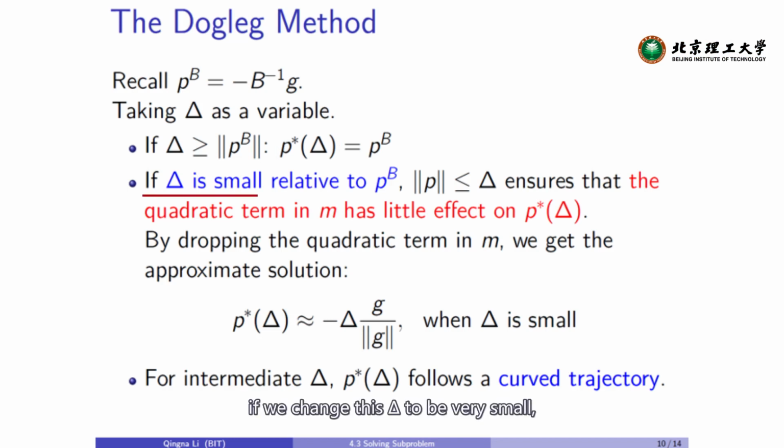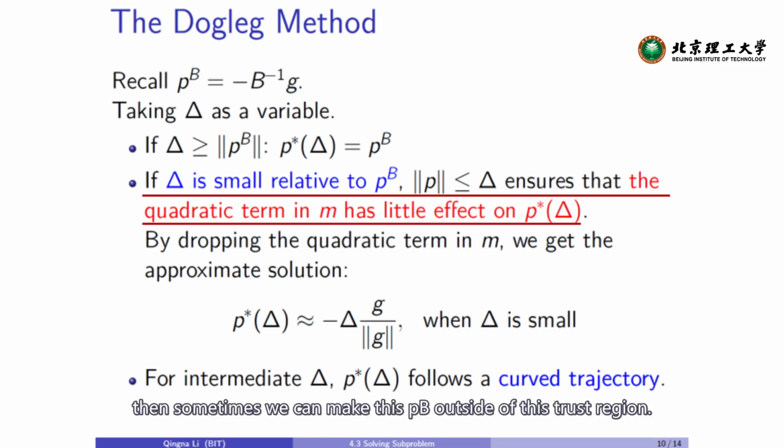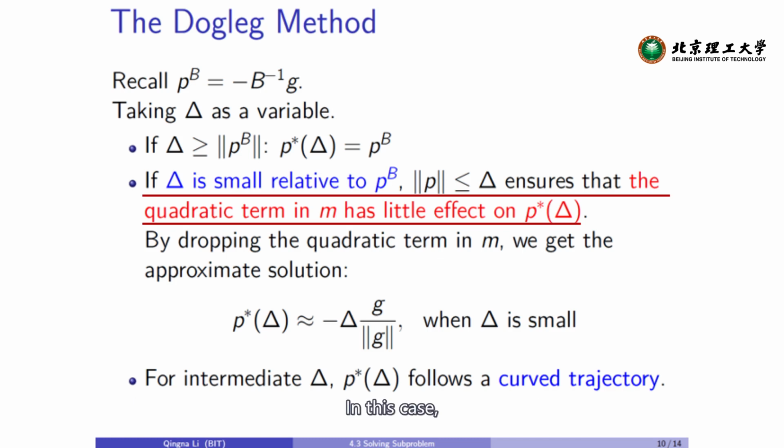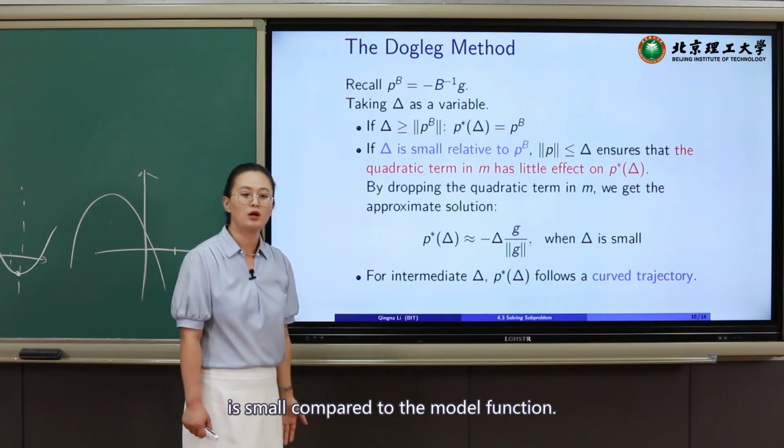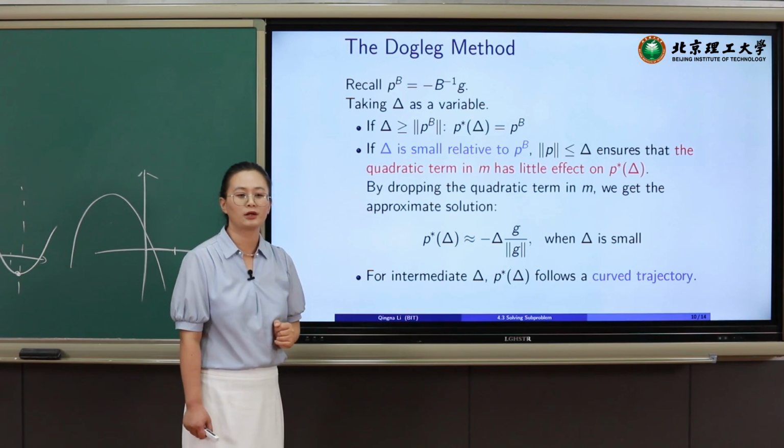However, if we change this delta to be very small, then sometimes we can make this PB outside of this trust region, okay? So in this case, this trust region constraint does take effect. It ensures that the quadratic term in the model function has little effect on the solution P star. Why? Because the trust region radius is small compared to the model function, okay?